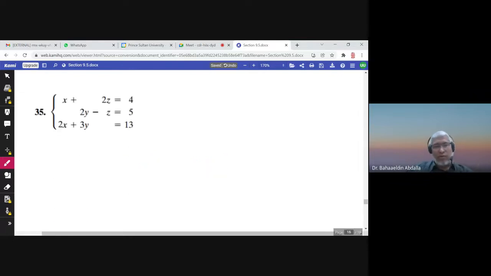Let me solve this one with you. So use Cramer's rule to solve the system. Let us find D. 1, 0, 2. Coefficients of x, coefficient of y, 0, 2, 3. Coefficients of z, 2, -1, and 0.